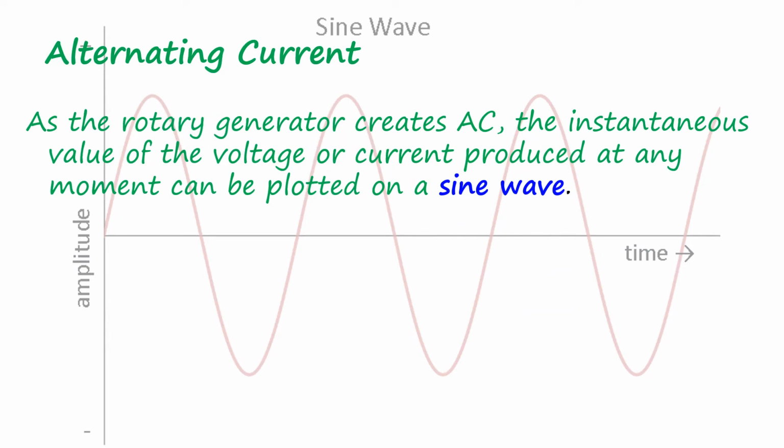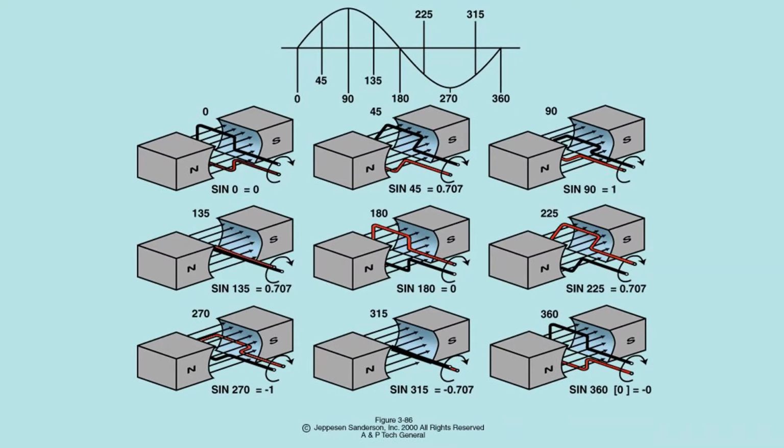As the current or voltage increases from zero to a peak value and then back to zero, and as it changes direction and polarity, their values at any moment can be plotted on a sine wave. The faster a conducting wire cuts through lines of magnetic flux, the greater the voltage and current being generated. The conducting wire cuts through the lines of magnetic flux fastest when moving perpendicular to the lines of flux, and does not cut through them at all when moving parallel to the lines of flux.